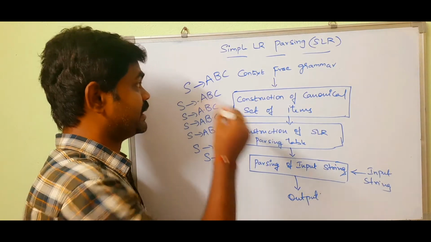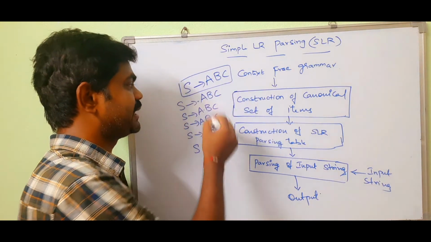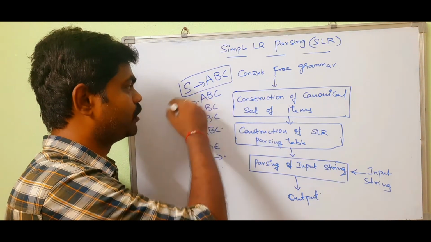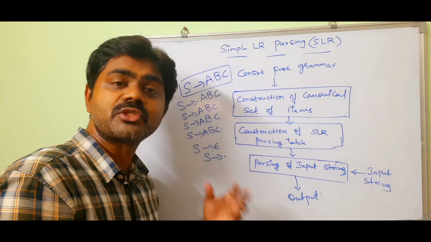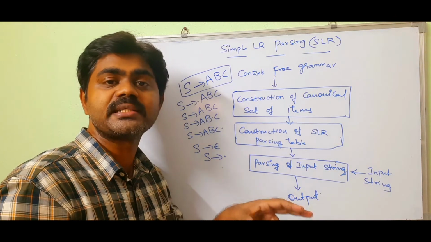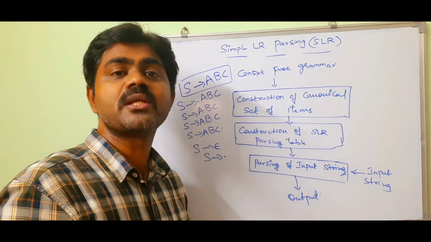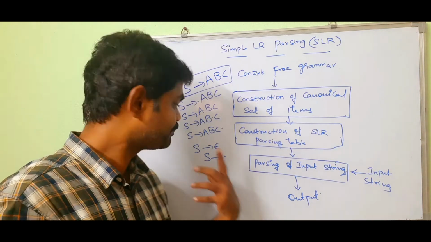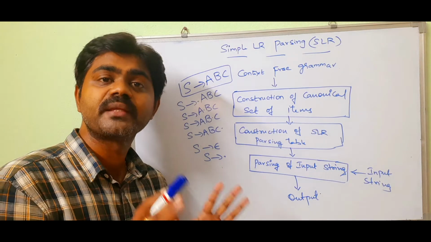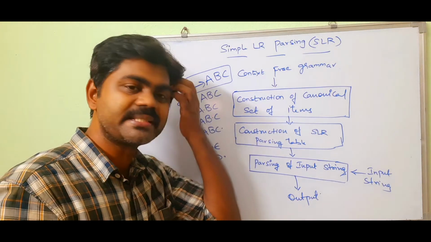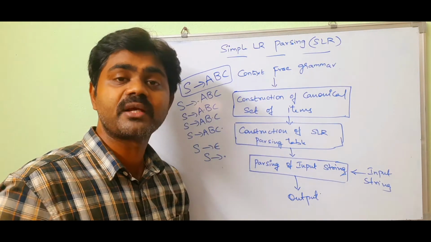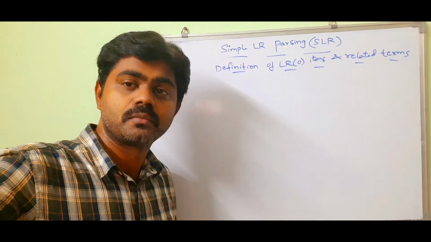That means for my production S tends to ABC, I generated a total of 4 items: S tends to dot ABC, S tends to A dot BC, S tends to AB dot C, and S tends to ABC dot. If I have only one production, S tends to epsilon, epsilon is nothing, as we know, so we get S tends to dot, that's it. We'll see all these things in the construction of LR(0) items.